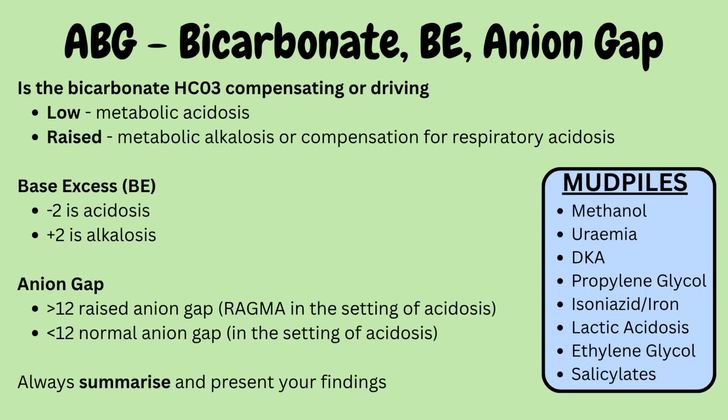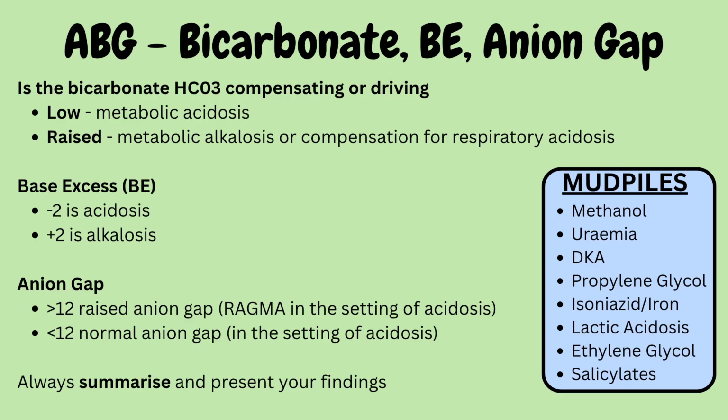Then we'll think about bicarbonate, and that's going to tell us about the metabolic processes of the body. So bicarbonate's a base, so when bicarbonate goes down, that makes patients more acidotic, and when bicarbonate goes up, that's going to push patients into an alkalosis. So a low pH with a very low bicarbonate of 10 or 12, you're going to be thinking about a metabolic acidosis. That could be due to something like renal failure or DKA. And then a high pH with a high bicarbonate, that'll be a kind of metabolic alkalosis.